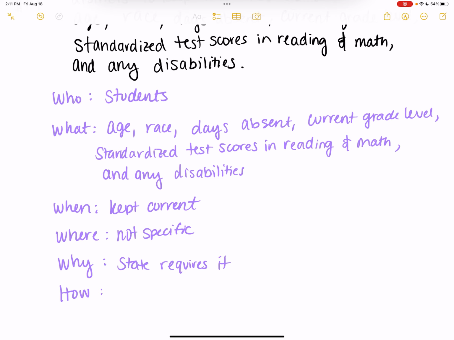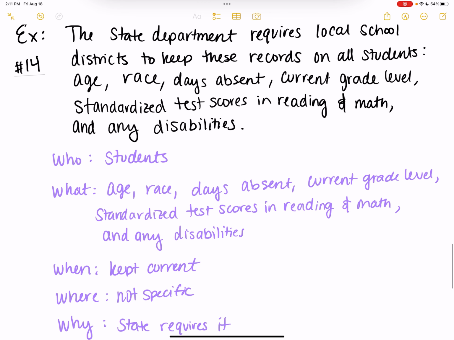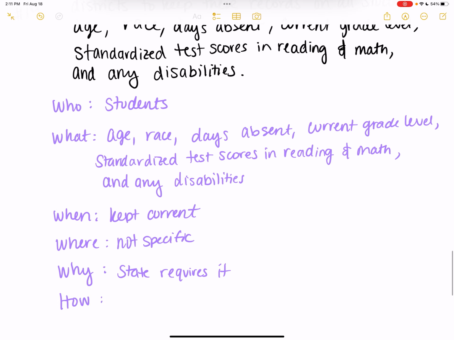All right, how? This is another one that's going to be inferred a little bit. In computers. How do they get this information? They had a document asking. Basically, the info is collected and then stored as school records. So that's the W's and H.